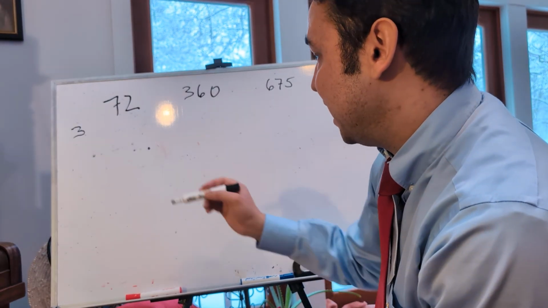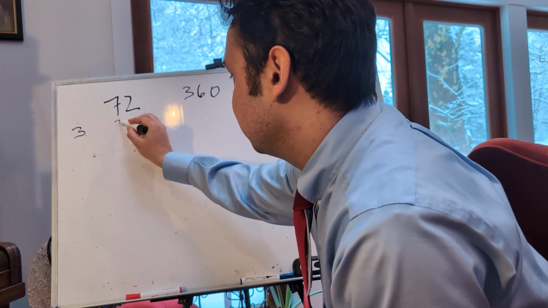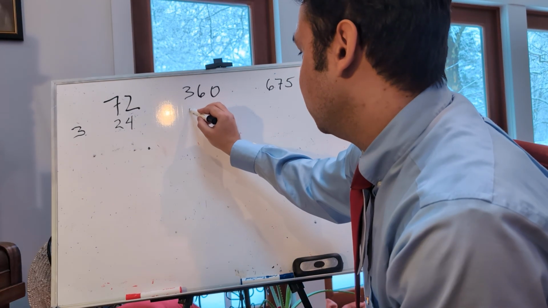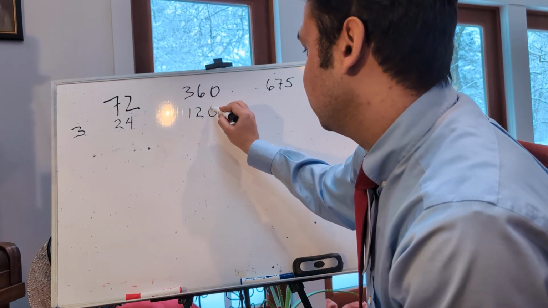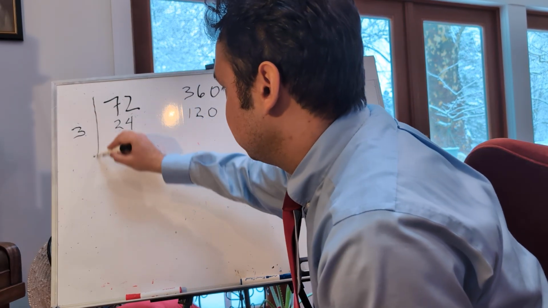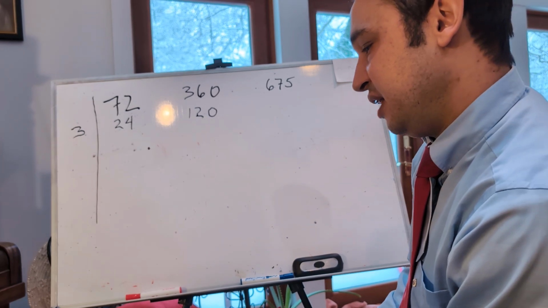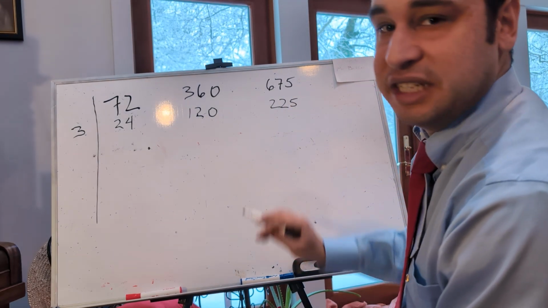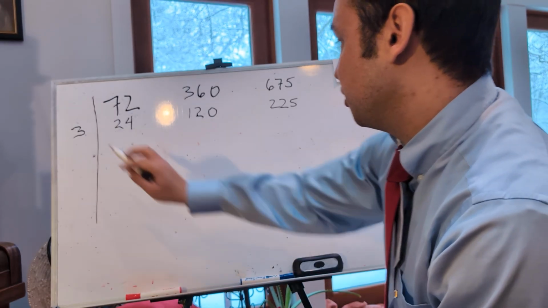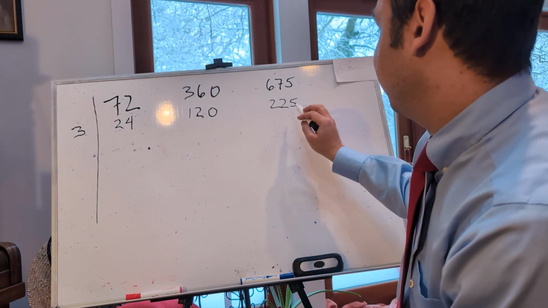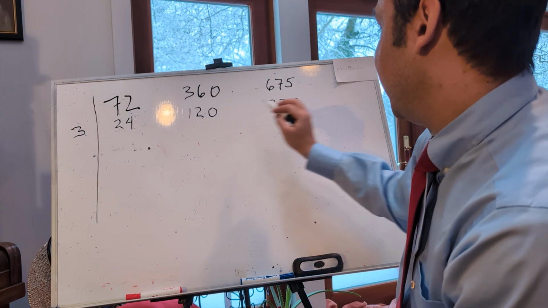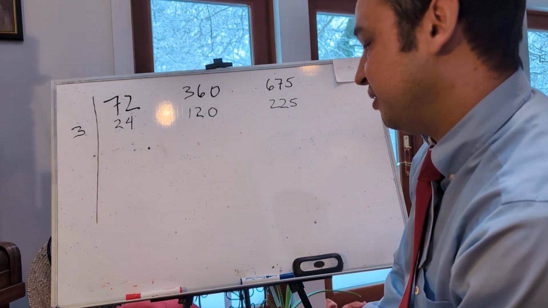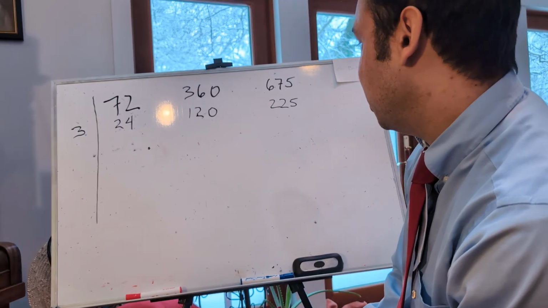Okay, so 3 times 24. 3 times 120. And 3 times 225. Some of these numbers I did earlier, but the 3 times 5, drop 5. So if you did the math on scratch paper, you'll see that 225 times 3 is 675. Let's keep going.